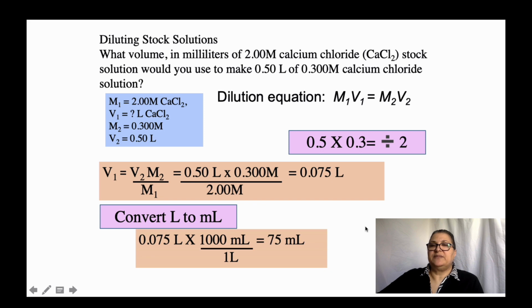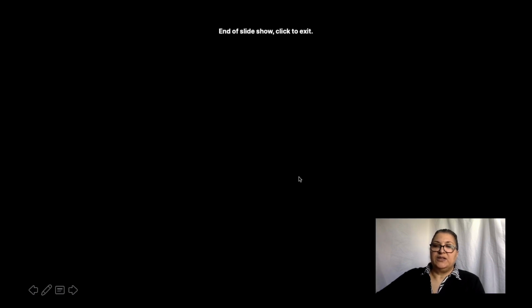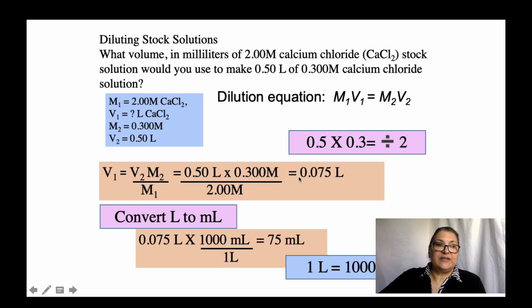Let's see if we have another example. Oh, 1 liter has 1,000 milliliters. All right. So we're done for this one, for this section.